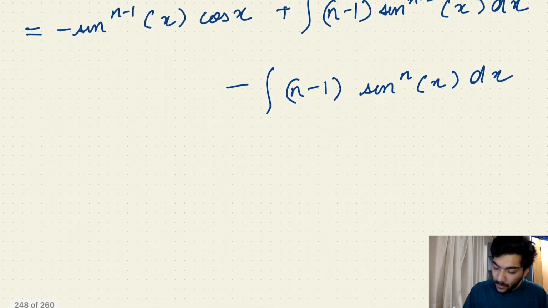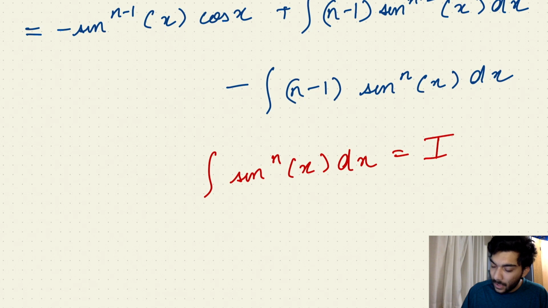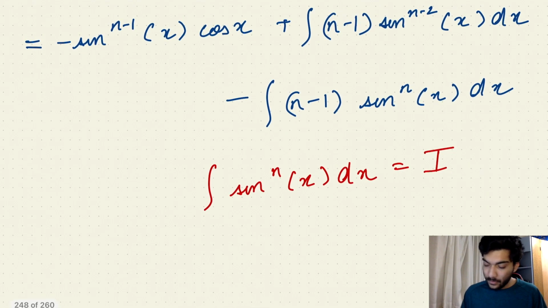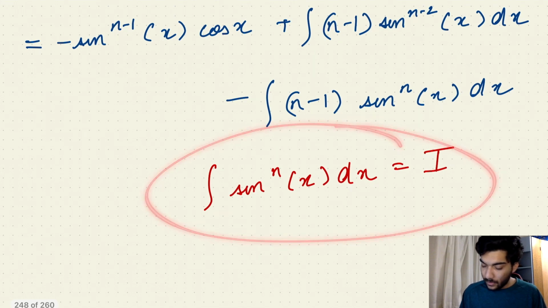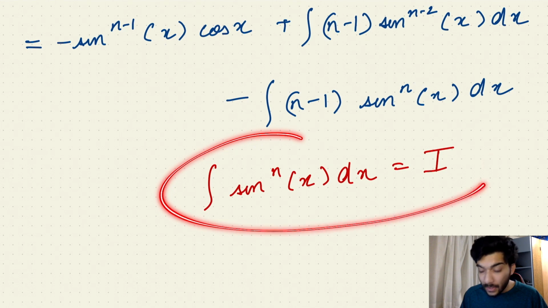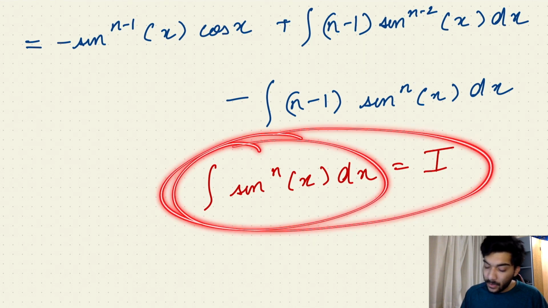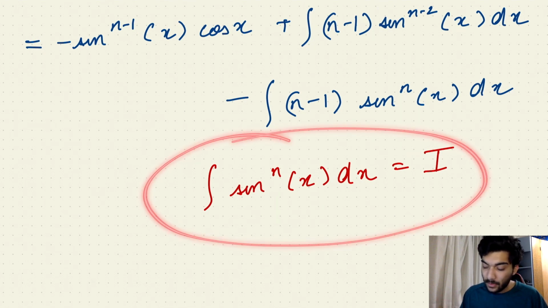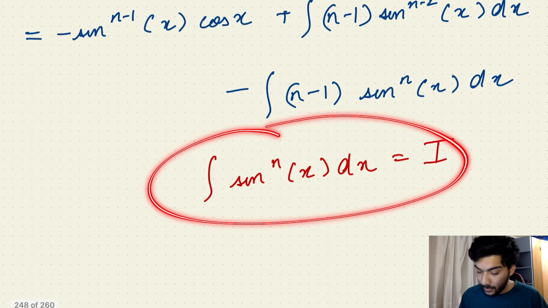So if we assume our integral of sine to the power n x dx to be I in this case, let's calculate the whole expression over here. We are basically using the same concept that we used in the last video. So if you still didn't get why we assumed our integral to be a new expression over here, I would highly suggest you to first watch my previous video in order to get the full explanation of this concept.